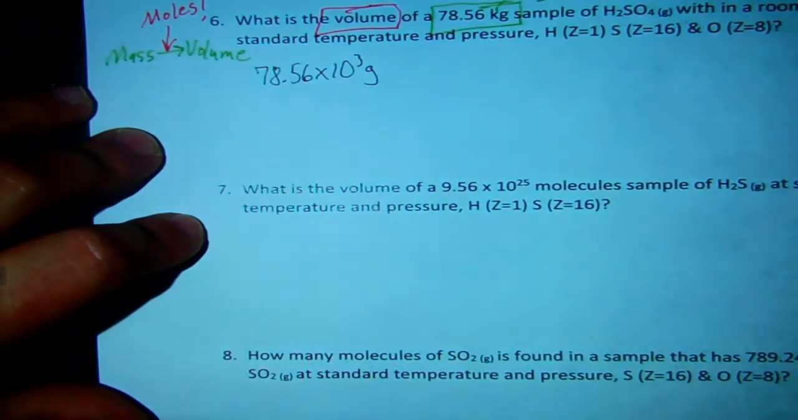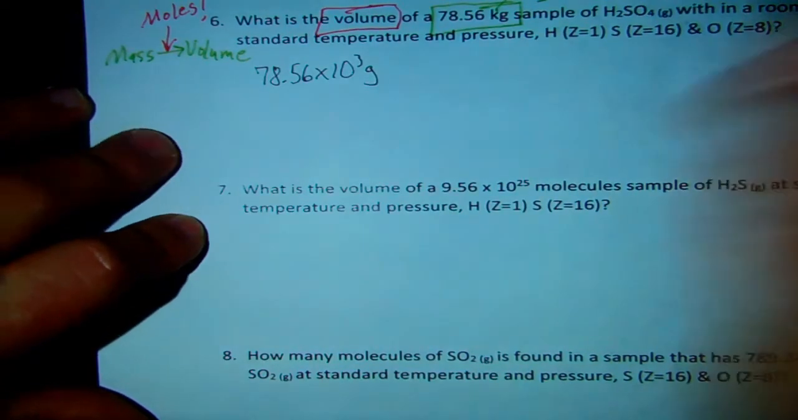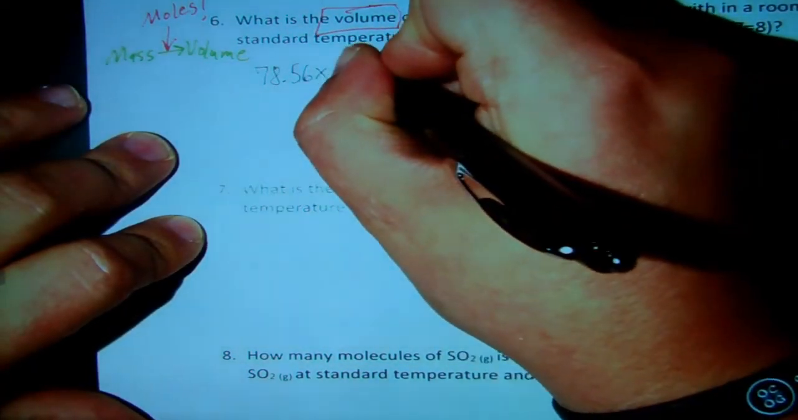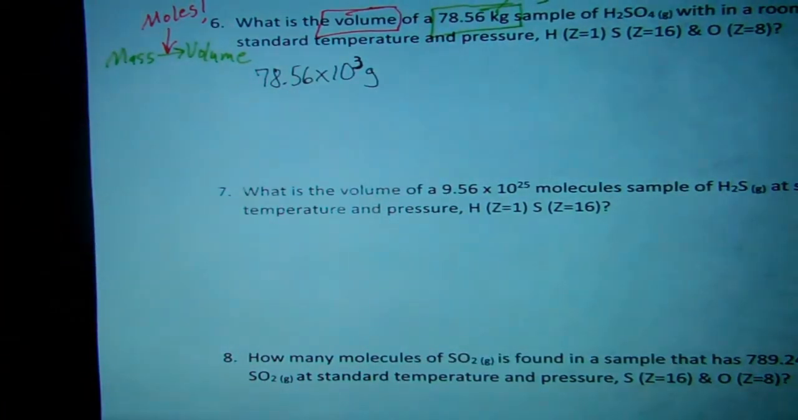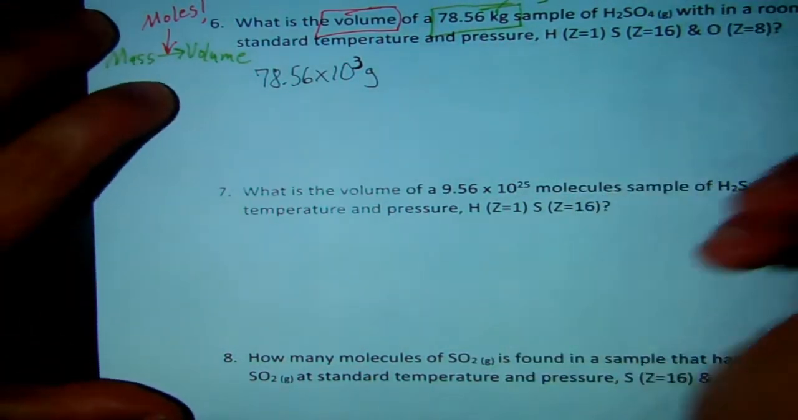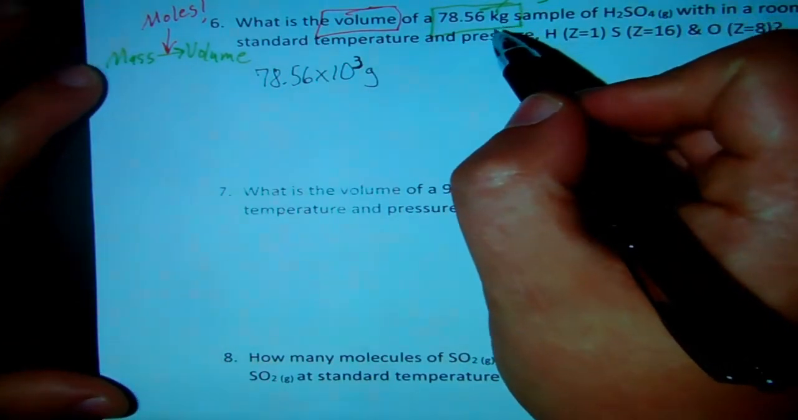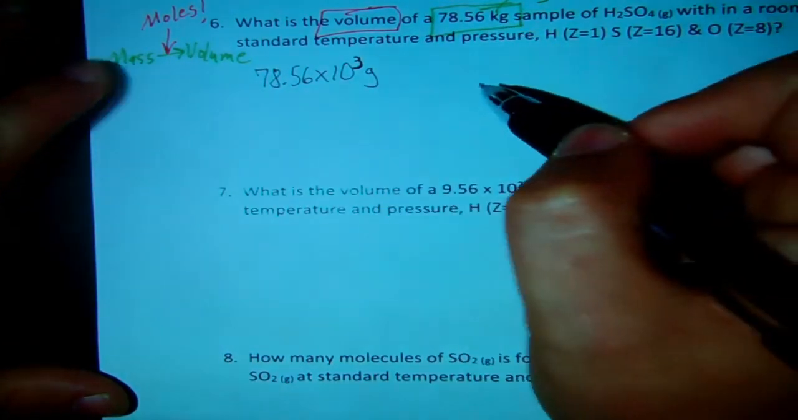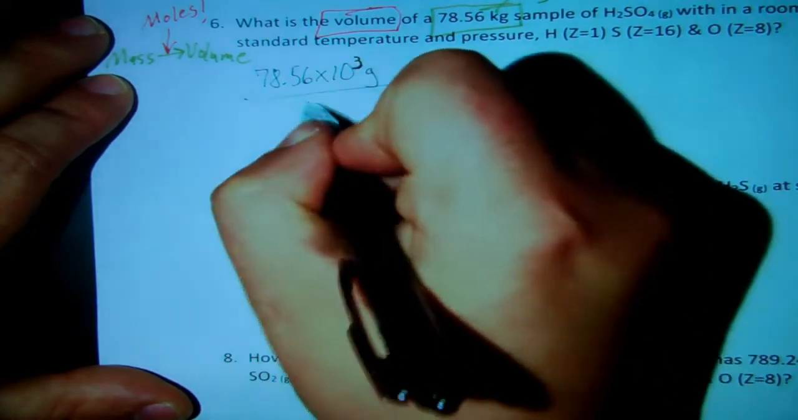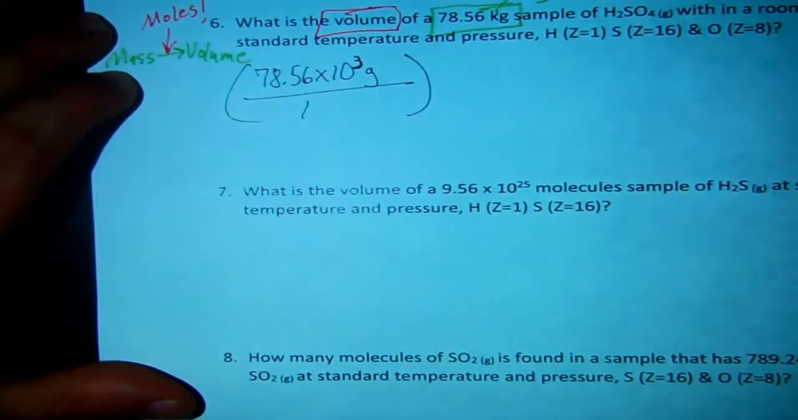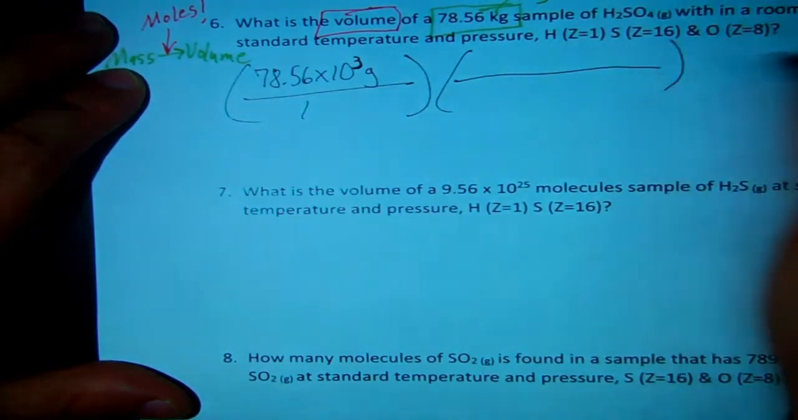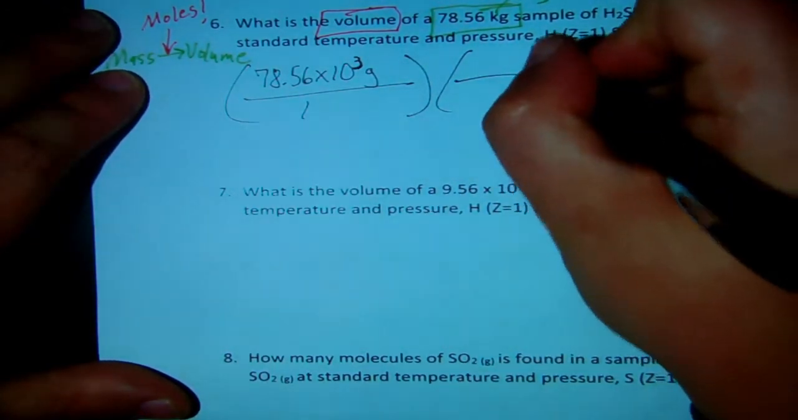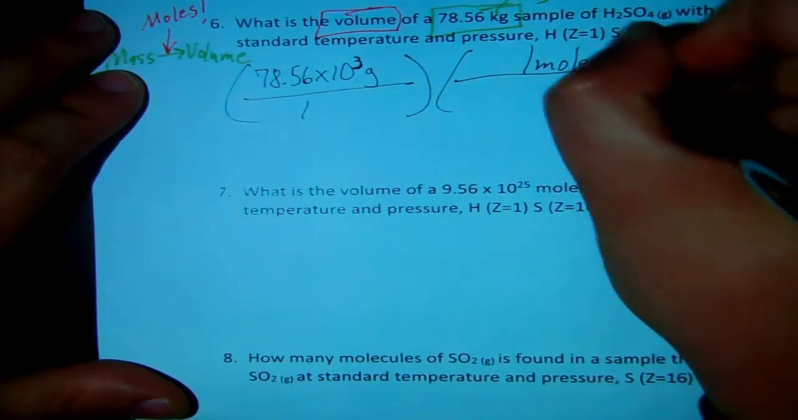I just converted that to grams. I didn't write the whole problem out like you guys are used to seeing. Okay, so all that is 78.56 times 10 to the 3 grams. I get that because kilo is 3 minus 0 because grams is the base unit. Set it over 1. From here, set up a conversion factor. I'm trying to get moles. Moles goes on the top.